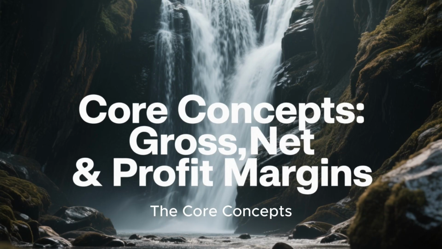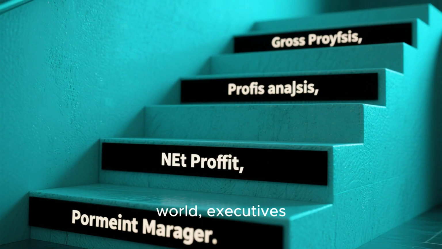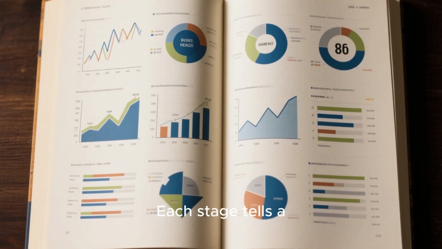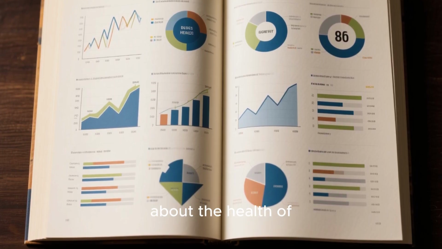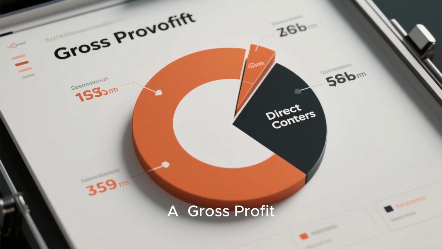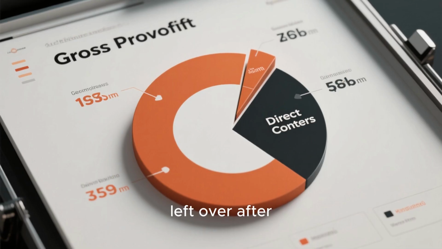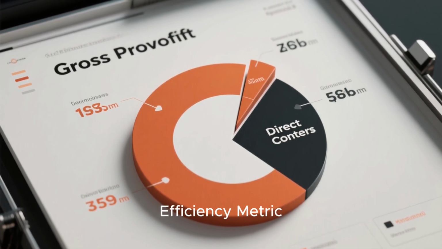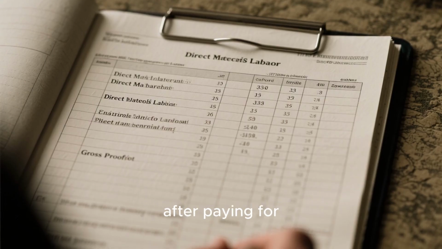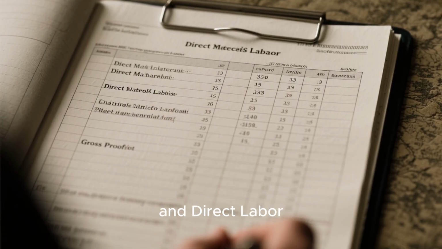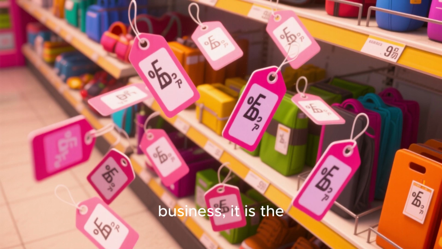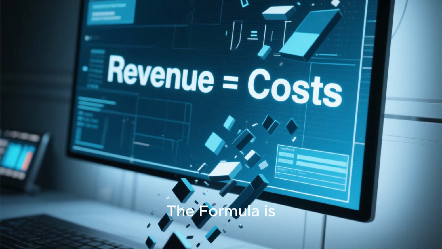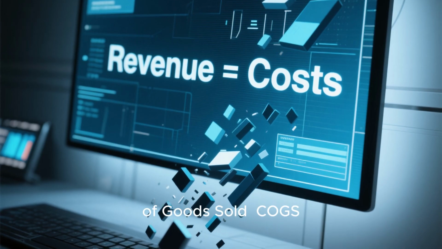The core concepts. In the Fortune 500 world, executives analyze profit in 3 distinct stages. Each stage tells a different story about the health of the business. A. Gross profit. This is the money left over after paying for the direct costs of making your product. It is known as the efficiency metric. That is money left after paying for direct materials and direct labor costs. In the retail business, it is the markup on the sale of products purchased. The formula is revenue minus cost of goods sold, COGS.